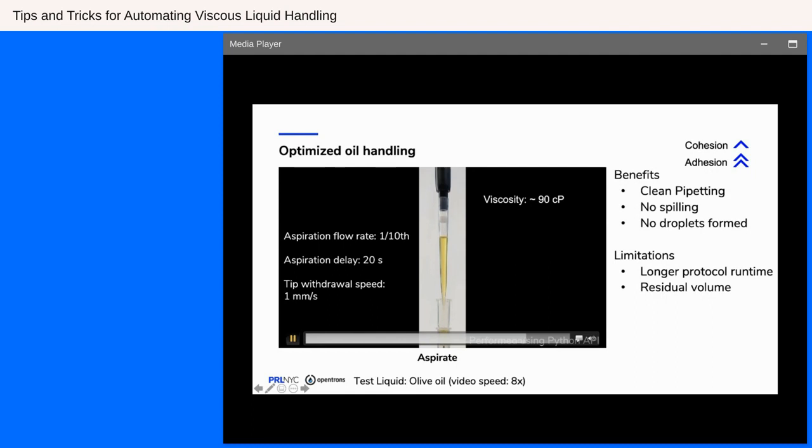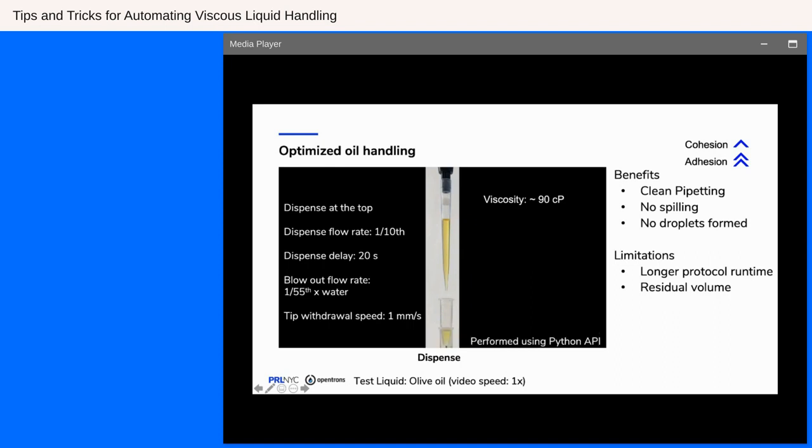You can see slowly withdrawing the tip actually reduces a lot of droplet problems, and there is no spilling outside your labware. So it's a very good strategy for viscous liquids or volatile liquids. It slowly removes your tip from the labware. In the next step, what we're going to do is dispense the same liquid.